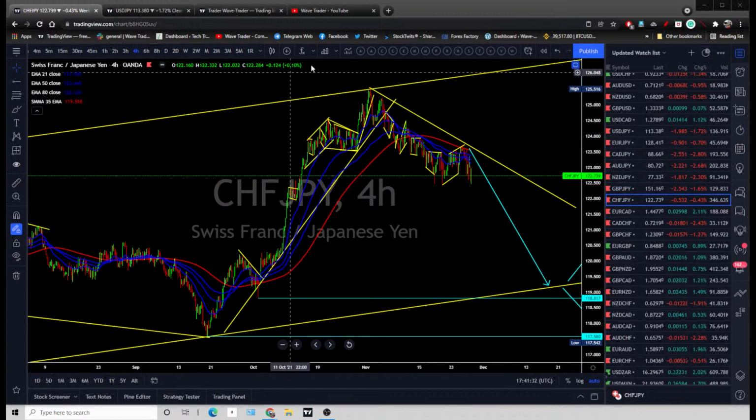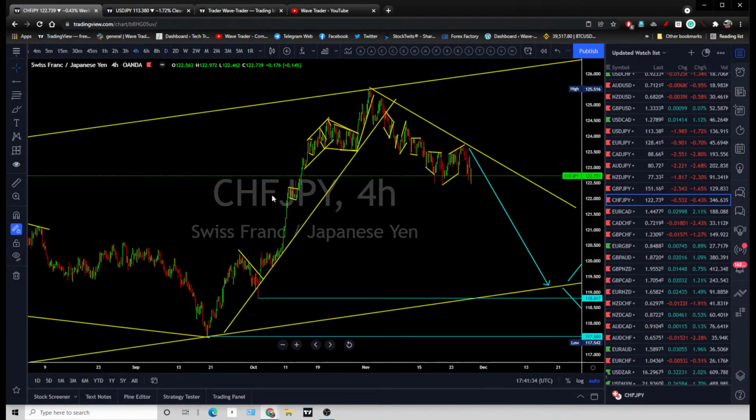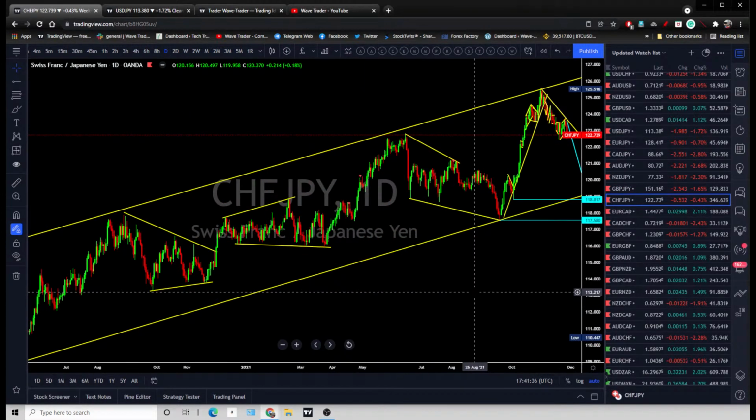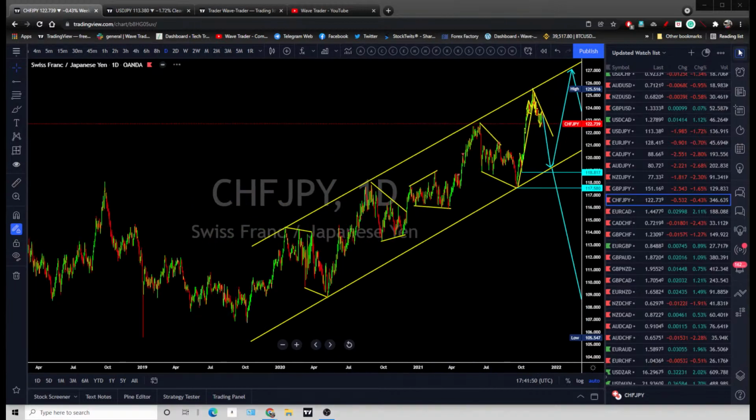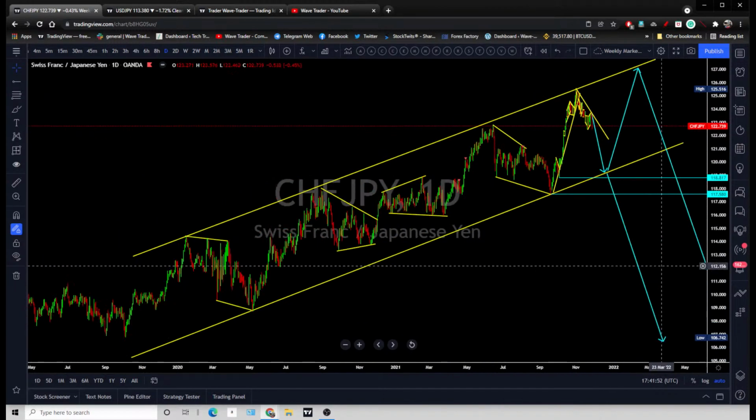The target on the chief yen is going to be 118, that low, or 117.50. That's going to be the target. Simple. There you can still chase.